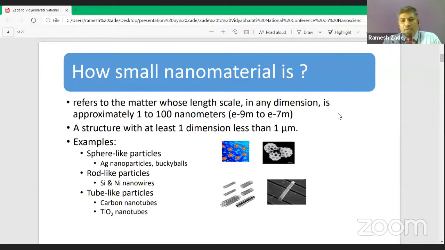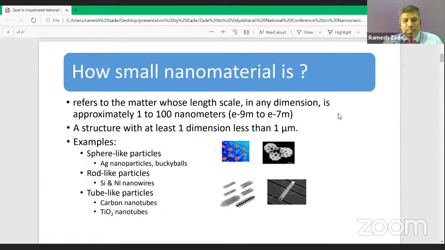Now, as I told you in the beginning, it is not the size only. It is basically the change in properties. You will find that there are properties which change abruptly from macroscale to nanoscale, and that's why this particular scale is very, very important.